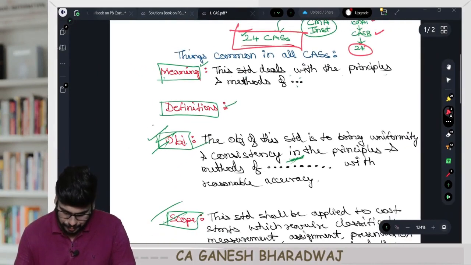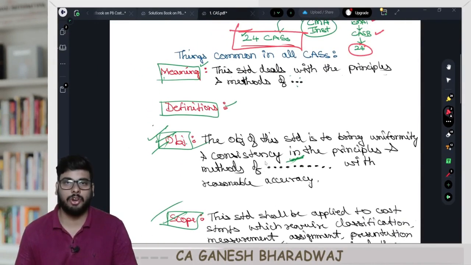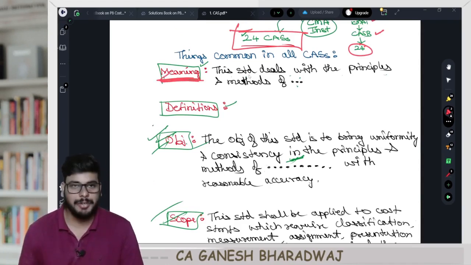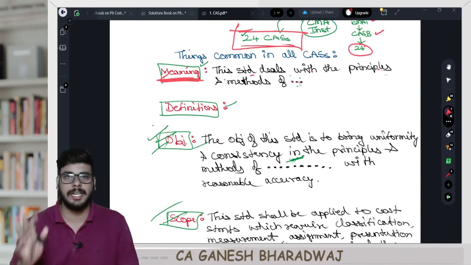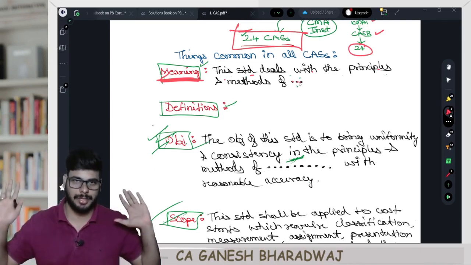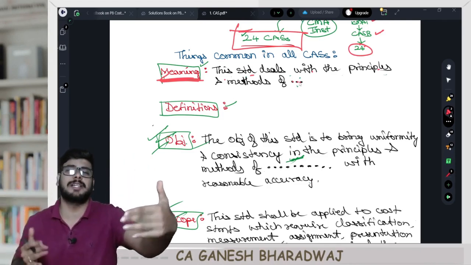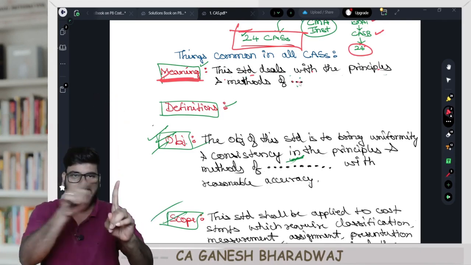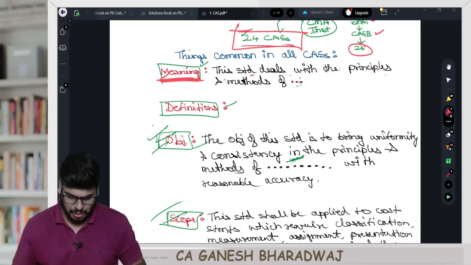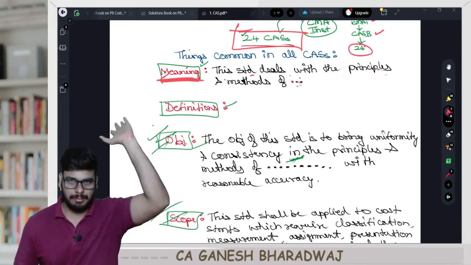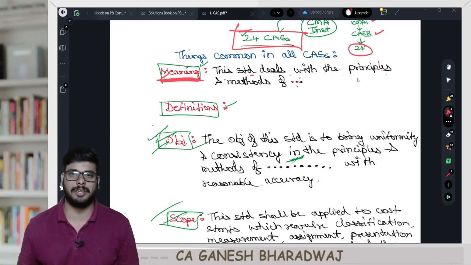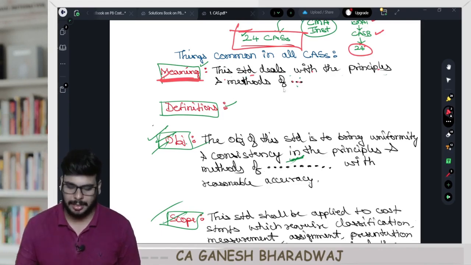Very, very simple. This is something that you will find common for all the standards. First one is meaning, right? What you need to write is, this standard deals with the principles and methods of, and just write the title name, in this case direct expenses. Are you clear with this? So I'm coming up with a common template. Do not mug up everything. First know all the cost accounting standard numbers with the titles, right? Then you come here and first write the meaning. So CAS 10 direct expenses, meaning this standard deals with the principles and methods of what? Write the name or the title again, that is going to be your direct expense.